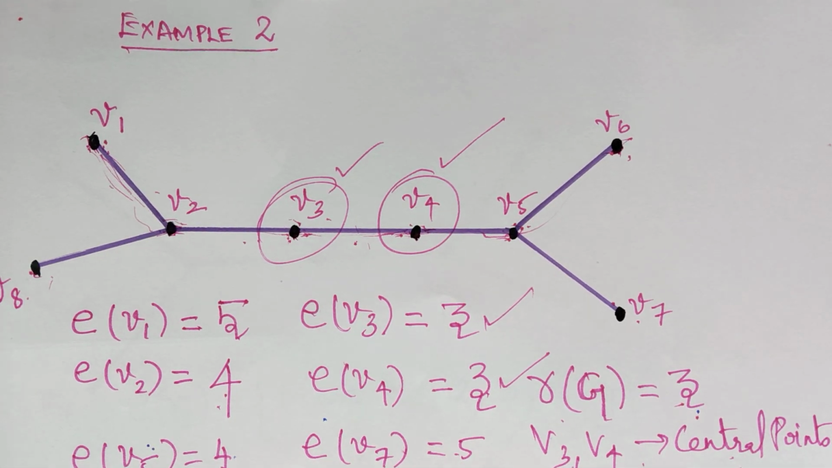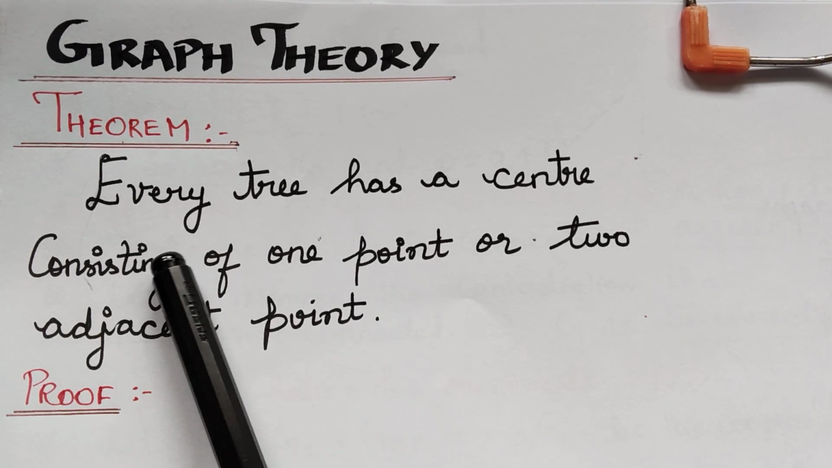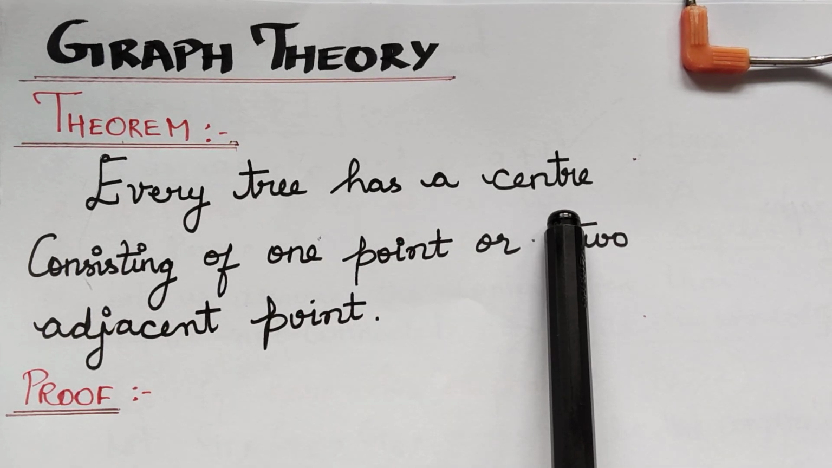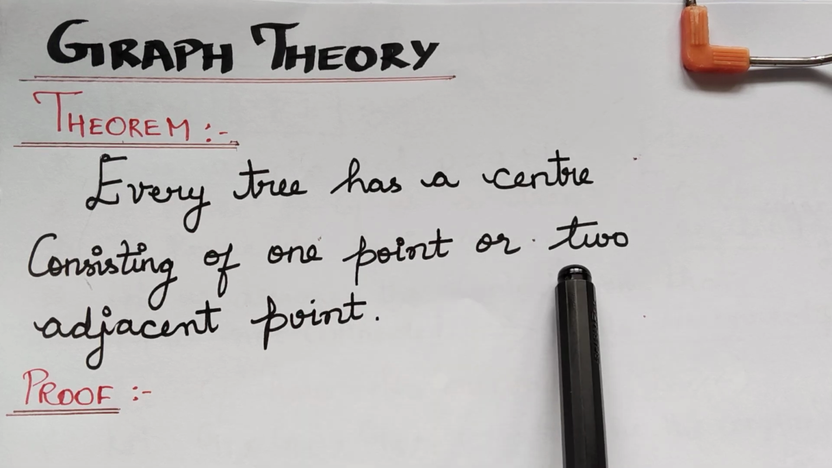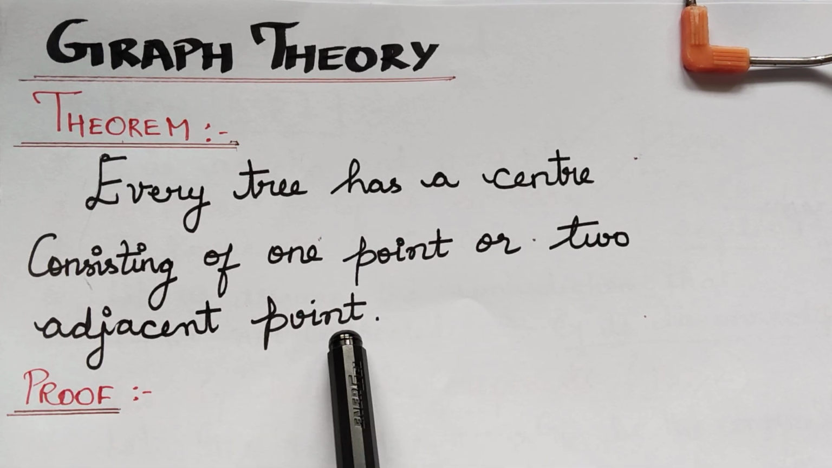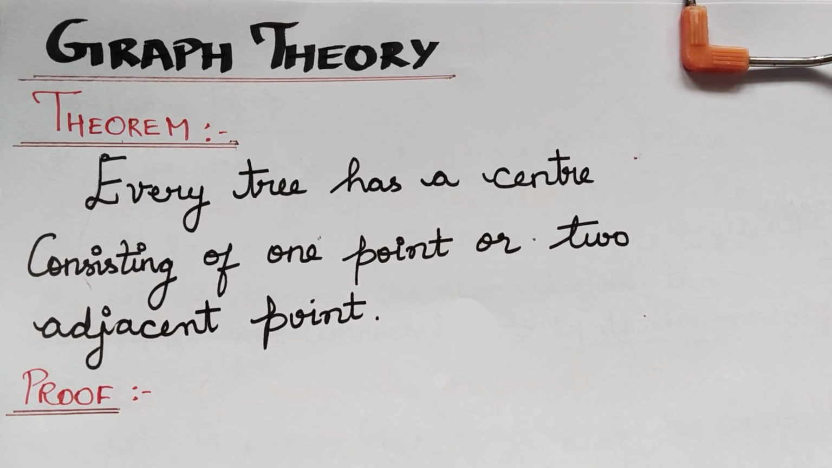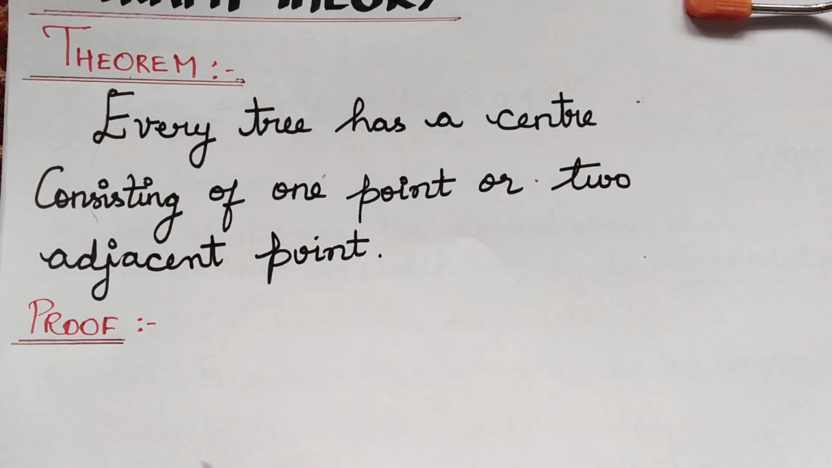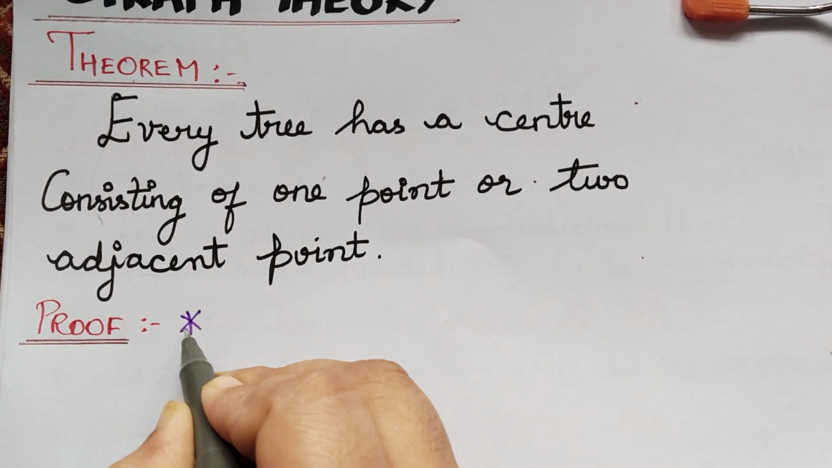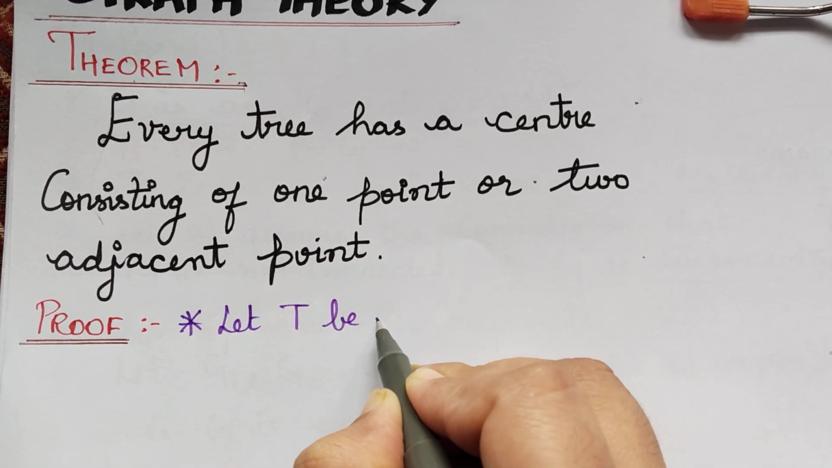So in this theorem, that is what we are going to prove theoretically. That is, every tree will have a center consisting of either 1 point or 2 points, and those 2 points will be adjacent to one another. So we shall see the theoretical proof for this theorem. First of all, we shall consider and represent a tree as capital T. So first step is, let capital T be any tree.